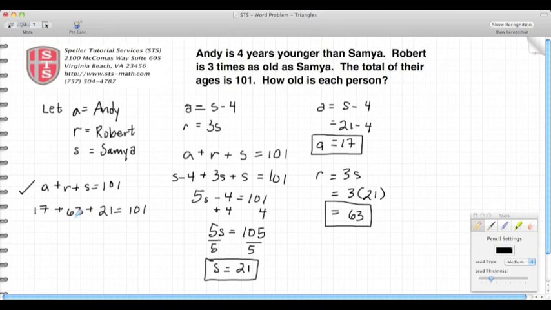Now let's add these together. 17 plus 63, well, 60 plus 10 is 70, plus this other 10 makes that 80. So I have 80 plus 21 is equal to 101. And then 80 plus 20 is 100, plus that 1 is, in fact, 101. And I see that both sides, or both expressions, are equal. So I know that I did this problem correctly.